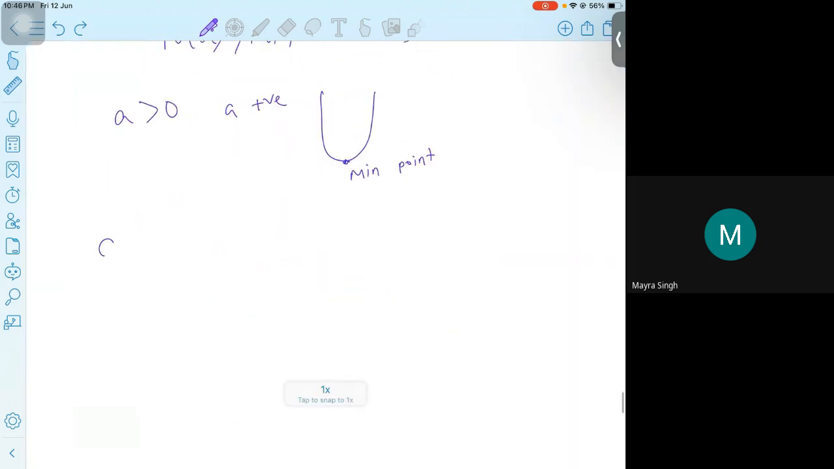Similarly, if a is less than 0, that means a is negative. And if a is negative, the curve looks something like this, where this would go until infinity, and this would go until infinity. So the only point we work off is the max point. Any questions?